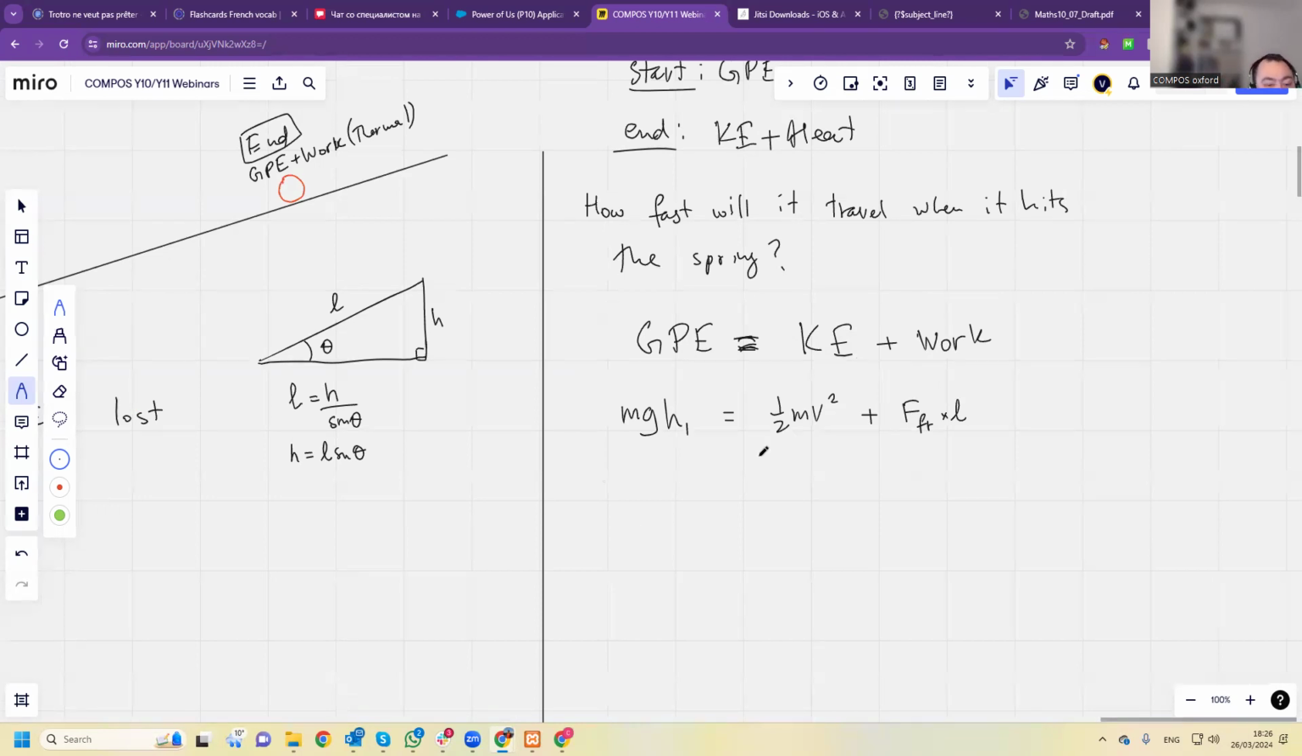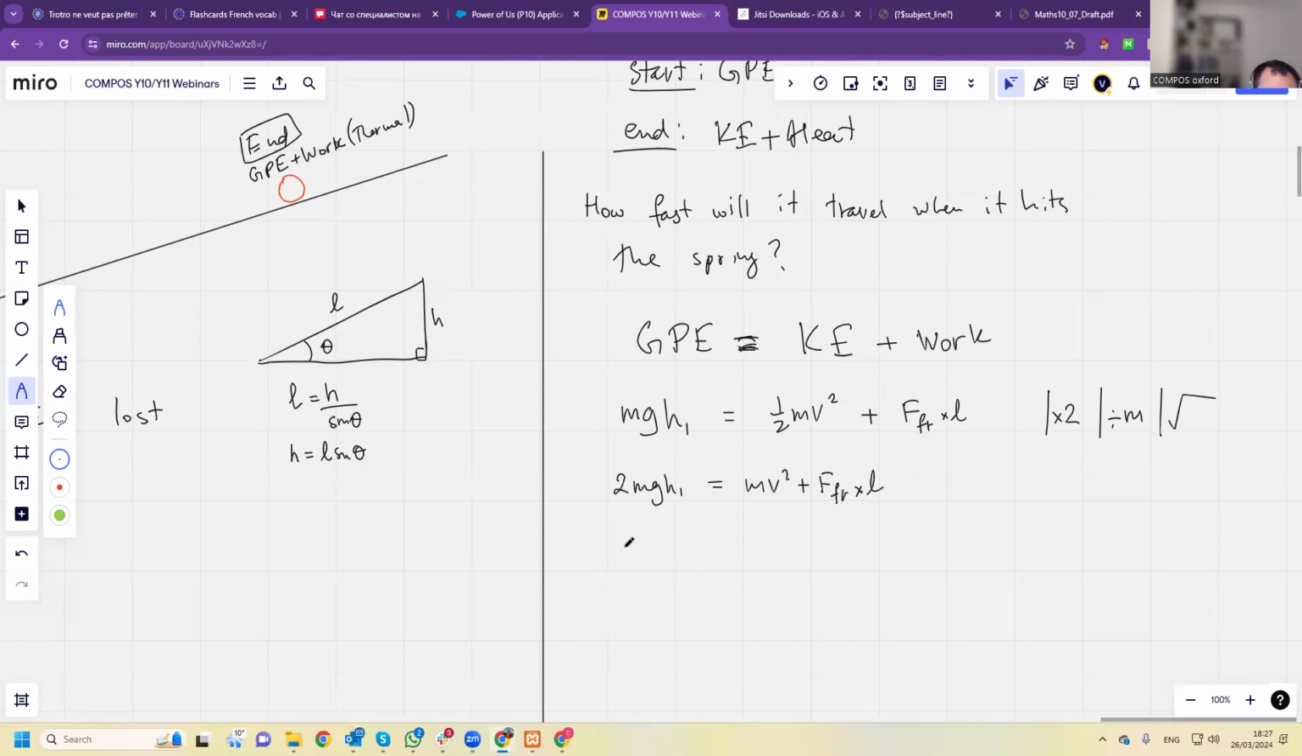Okay, and now, what do I do? Well, let's multiply everything by 2 and then divide everything by m and then find the square root of everything. So multiply everything by 2, so 2mgh1 equals mv squared plus F friction times L.